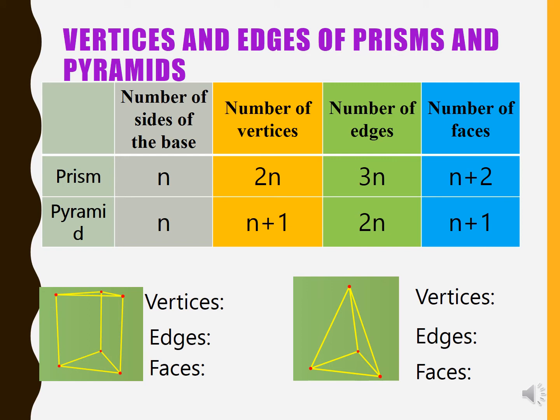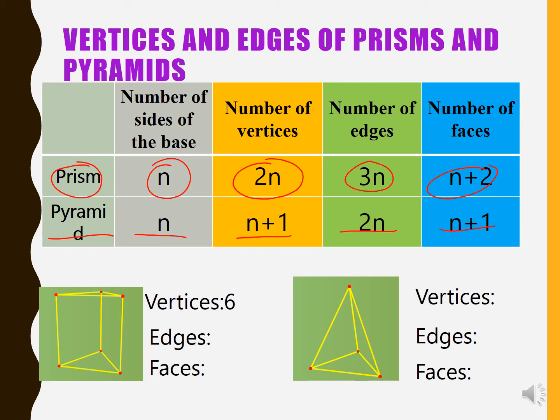So I have summarized the relationships in this table. So you can see that for prism, the number of sides of the base and the number of vertices, they are 2 times. And the number of edges is 3 times the number of sides of the base. And for the number of faces, it is n plus 2. For pyramid, we have another relationship. Let's try to use this table to find the number of vertices, edges, and faces.